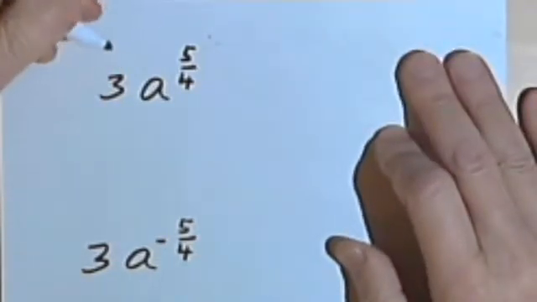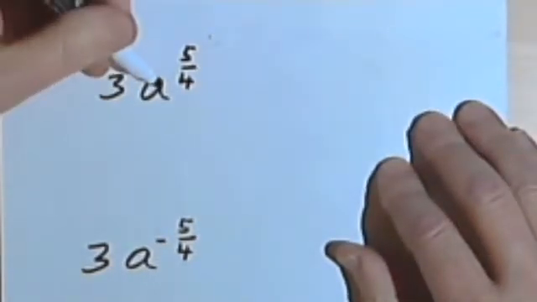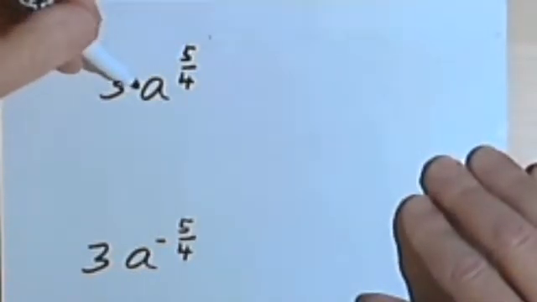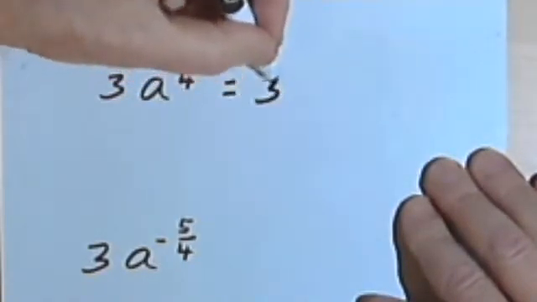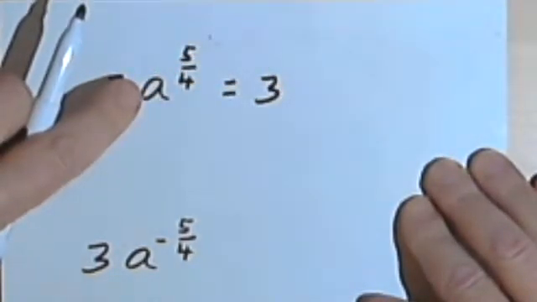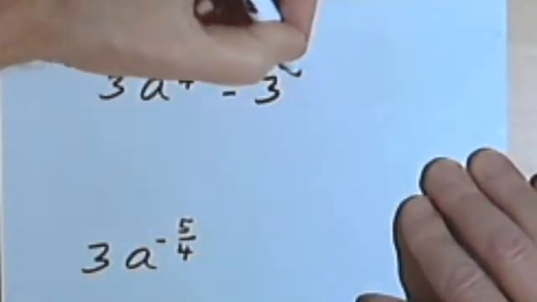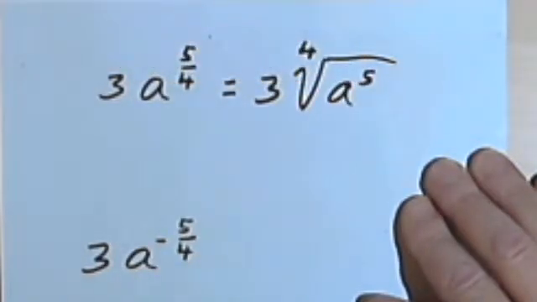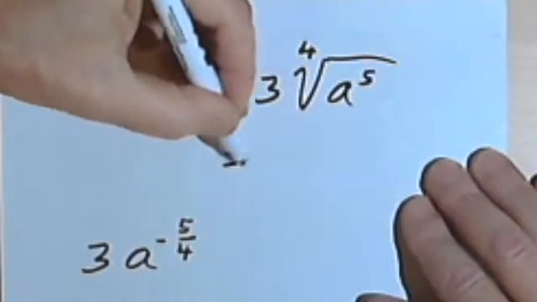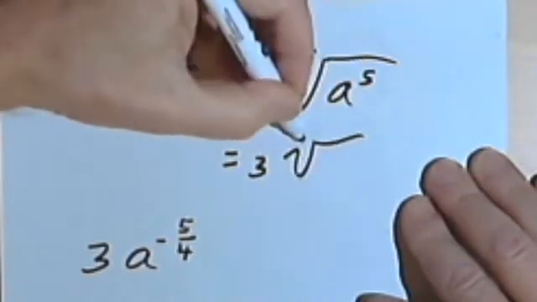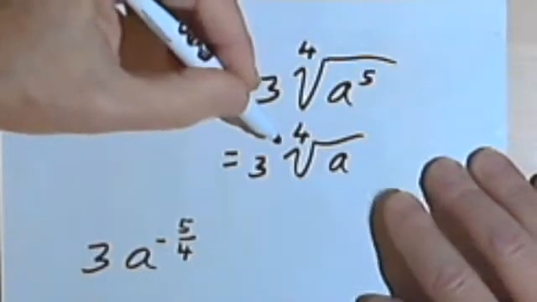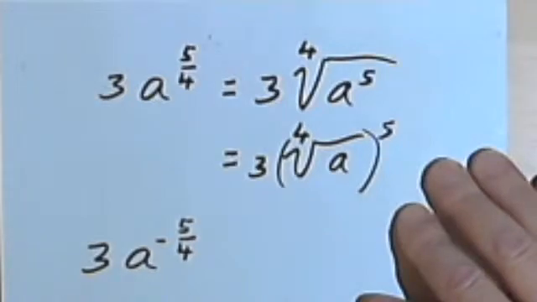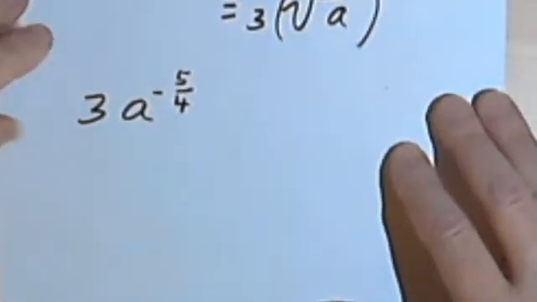Here's a slight variation on that, and this is just about being careful with your parentheses. Here we have 3a to the 5/4. The thing to realize here is the only thing that's raised to the 5/4 is the a. So we're going to have 3 times whatever a to the 5/4 is. Well, a to the 5/4 is the 4th root of a to the 5th. Or if I wanted to, I could say that's 3 times the 4th root of a, and take that 4th root of a and raise that whole thing to the 5th.